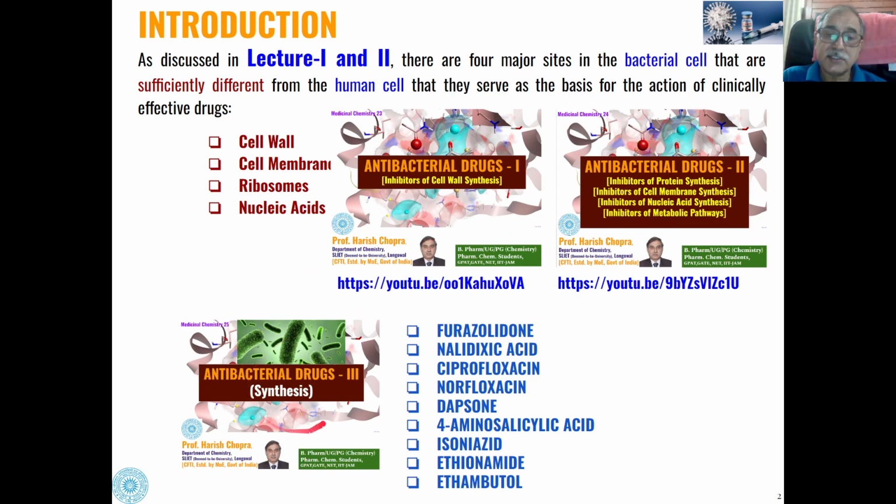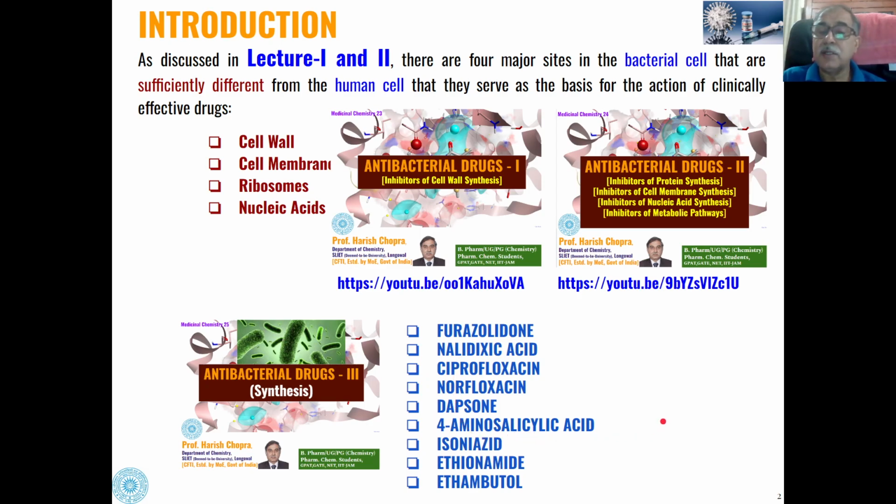Then in the third lecture, we discussed the synthesis of a few commonly used antibacterial drugs like furazolidone, nalidixic acid, ciprofloxacin, norfloxacin, dapsone, 4-aminosalicylic acid, isoniazid, ethionamide, and ethambutol. So we have discussed the industrial synthesis of these commonly used antibacterial drugs.